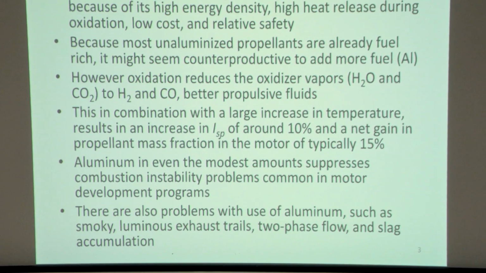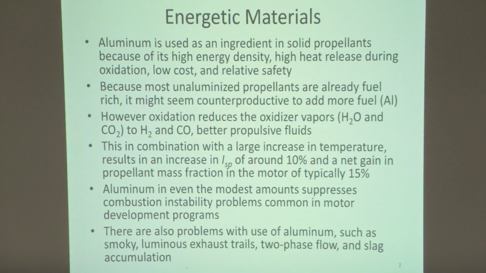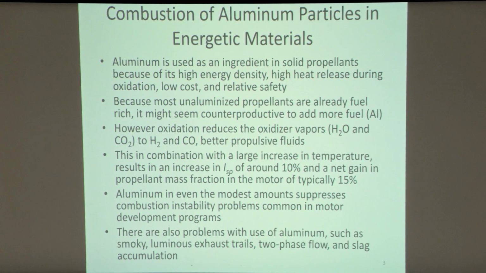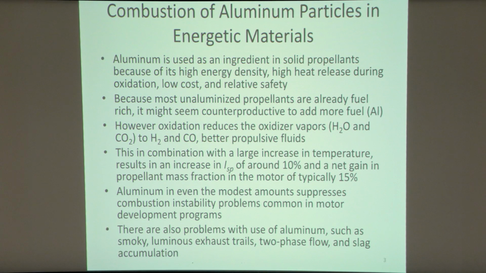As I mentioned here, aluminum is used as an ingredient in solid propellants because of its high energy density, high heat release during oxidation, low cost, and relative safety. Because most unaluminized propellants are already fuel-rich, it might seem counterproductive to add more fuel. However, the oxidation reduces the oxidizer vapors, water and CO2, to hydrogen and CO, which are better propulsive fluids because of their lower molecular weight. This, in combination with a large increase in temperature, results in an increase in the specific impulse of about 10% and a net gain in propellant mass fraction in the motor of approximately 15%.